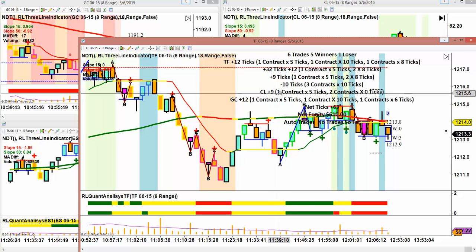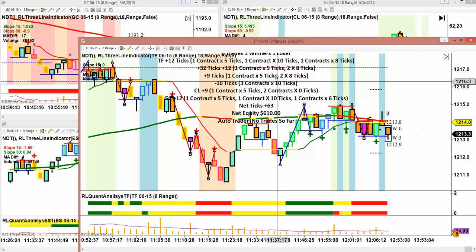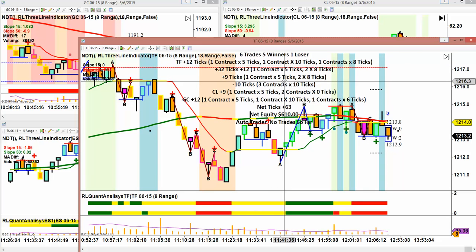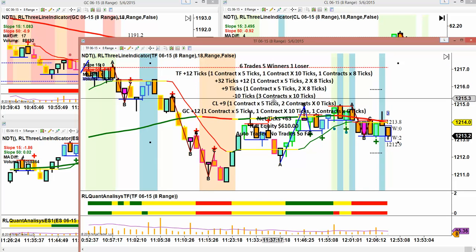Crude 9 ticks. 1 at 5, 2 at 0. And then gold was 12. 1 at 5, 1 at 10, 1 at 6. Our net equity for the day was $610. Net ticks was 63, which is really not particularly relevant. The auto trader had no trade so far.